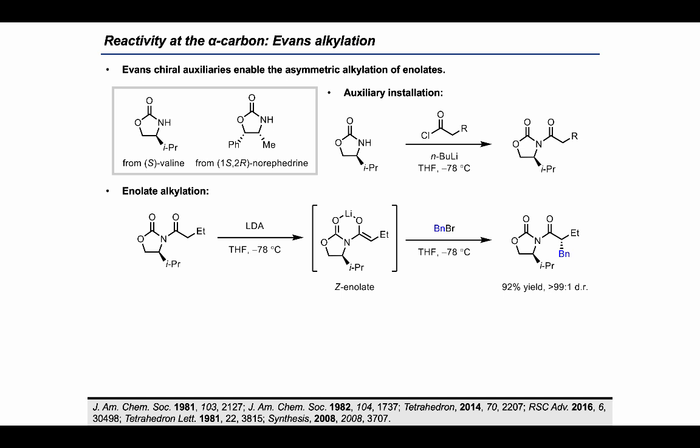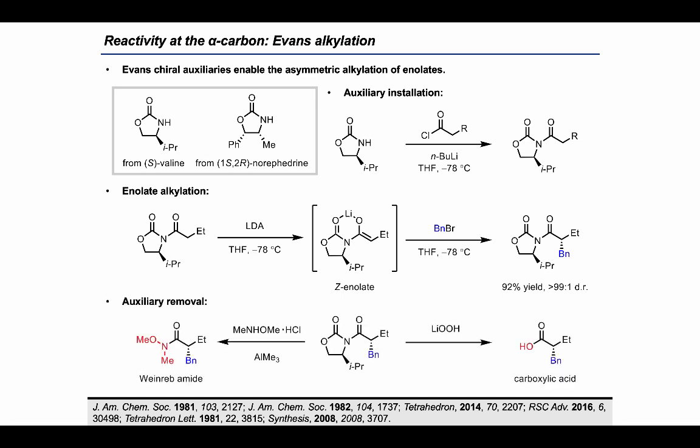Reaction of the Z enolate with an alkyl halide affords the alpha alkylated product. The electrophile is directed to one face of the enolate, in this case the back face, due to the sterically bulky isopropyl group of the auxiliary blocking the front face. These reactions generally occur with very high diastereoselectivity.